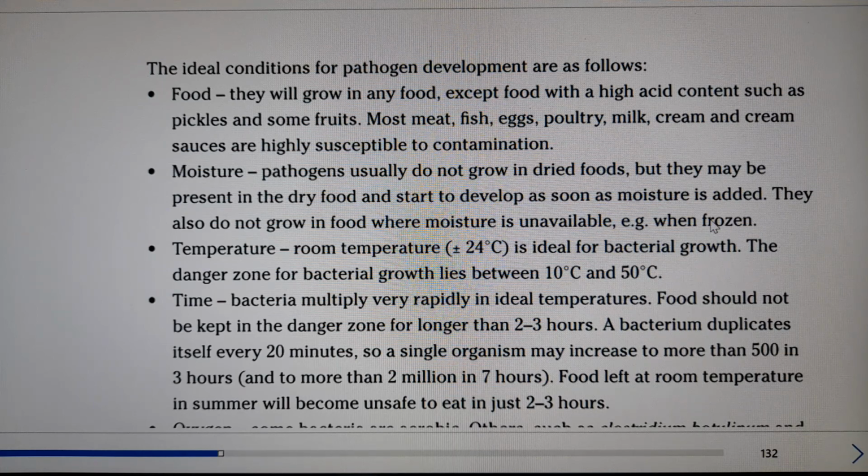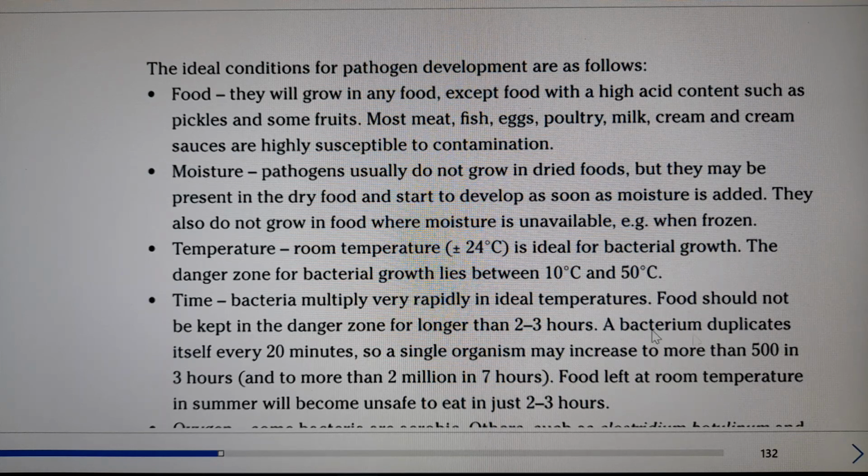So in frozen food, they don't grow. And then the temperature: room temperature of plus or minus 24 degrees Celsius is ideal for bacterial growth. The danger zone for bacterial growth lies between 10 degrees Celsius and 50 degrees Celsius. And how long does it take in terms of time? Bacteria multiply very rapidly. Rapidly means fast in ideal temperatures. Food should not be kept in the danger zone for longer than 2 to 3 hours.